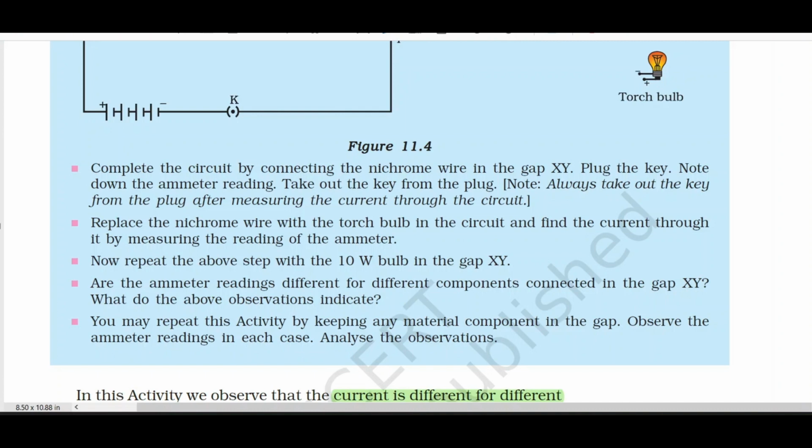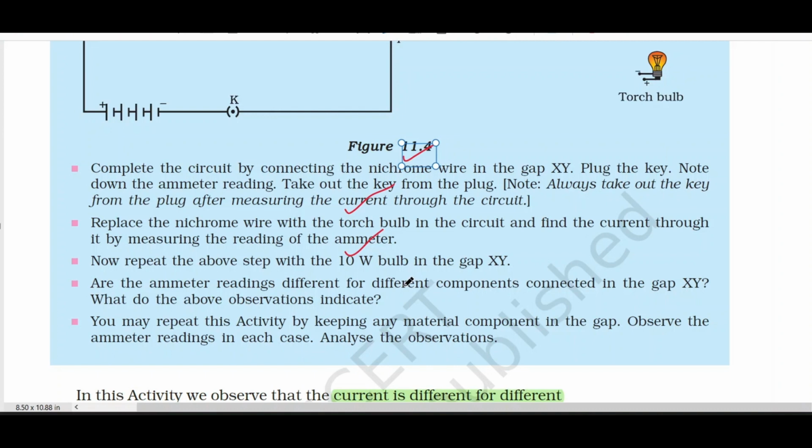तो पहले आपने क्या किया? पहले आपने निक्रोम वायर ली, उससे आपने करंट कैलकुलेट किया, फिर आपने टॉर्च बल्ब लगाया और फिर आपने उसकी जगह 10-watt बल्ब लगाया, and then in each of the three cases you measure the current. Are the ammeter readings different for different components connected in the gap XY? What do the observations indicate? You may repeat the activity by keeping any material component in the gap. Observe the ammeter readings in each case.